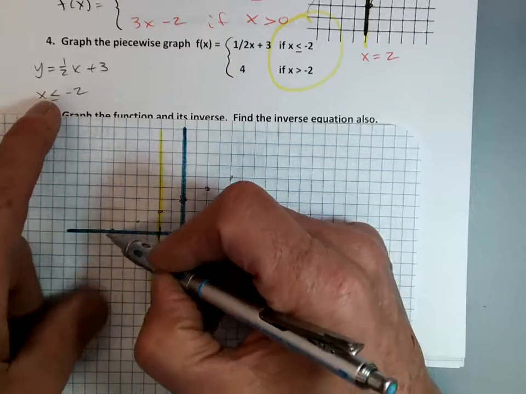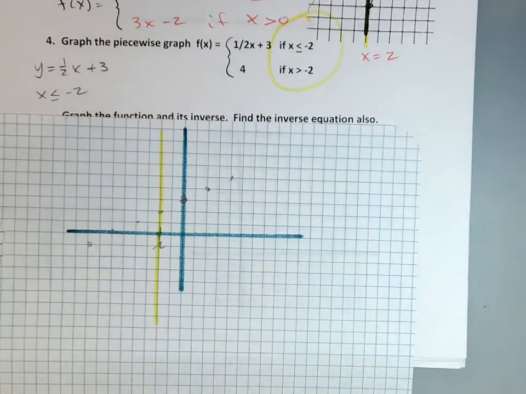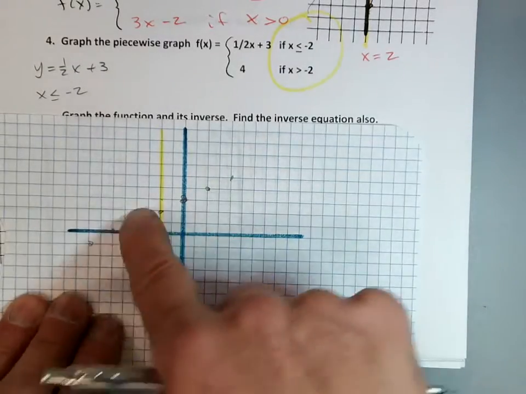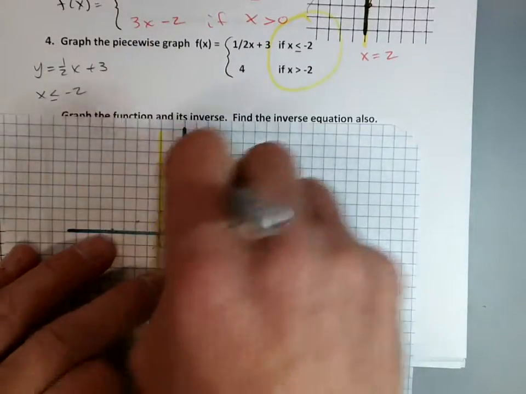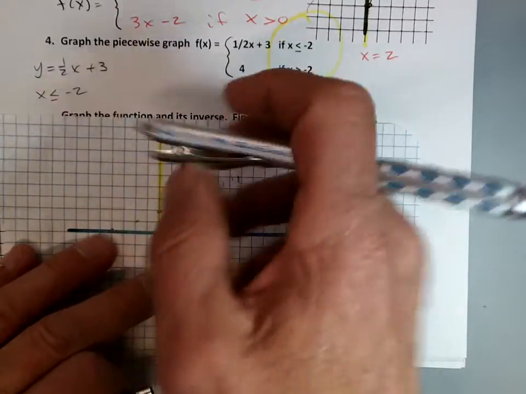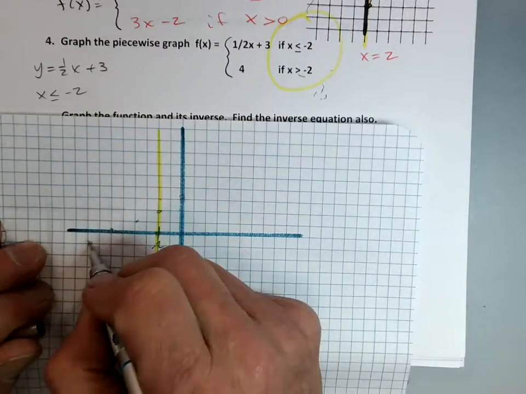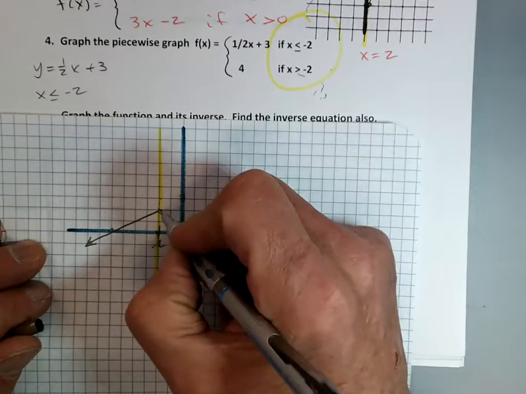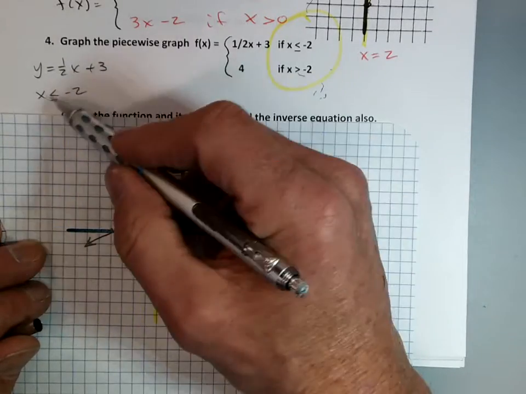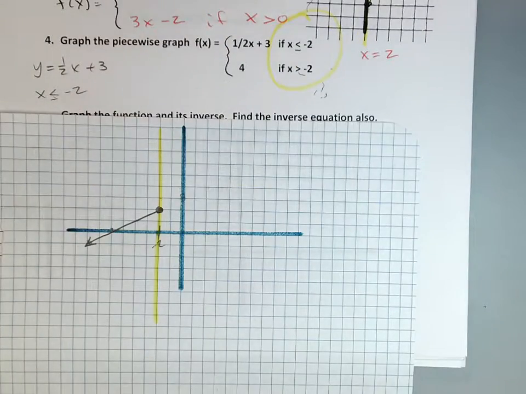Okay. Now the only problem is that the line doesn't go forever. In fact, the line only exists from -2 back. So I'm going to erase what's on the right-hand side of my borderline. Okay. And I'm going to go ahead and draw in my graph. And then I'm going to put a solid dot there because it does equal -2. So I've got half my graph.